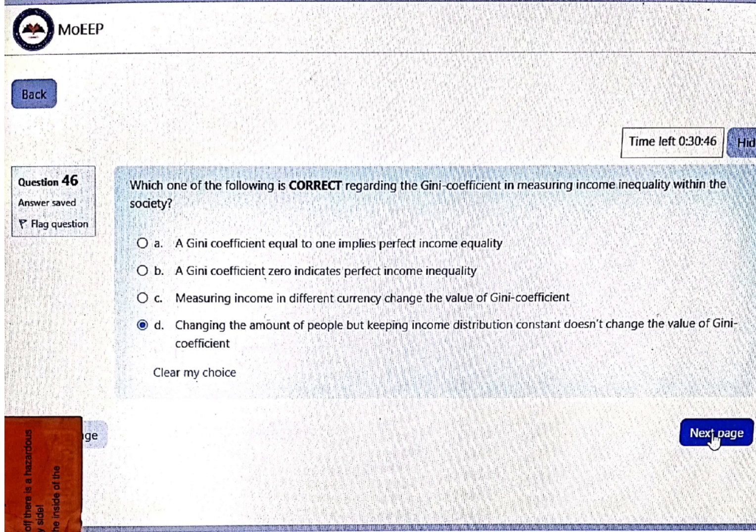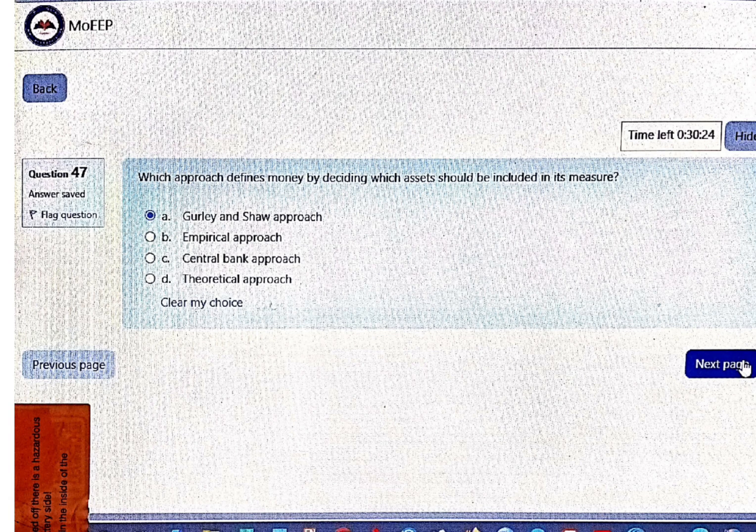Question 47. Which approach defines the money by deciding which assets should be included in its measures? A. Gini and Shaw approach. B. Empirically approach. C. Central bank approach. D. Theoretically approach. The correct answer is A. Gini and Shaw approach. Why?